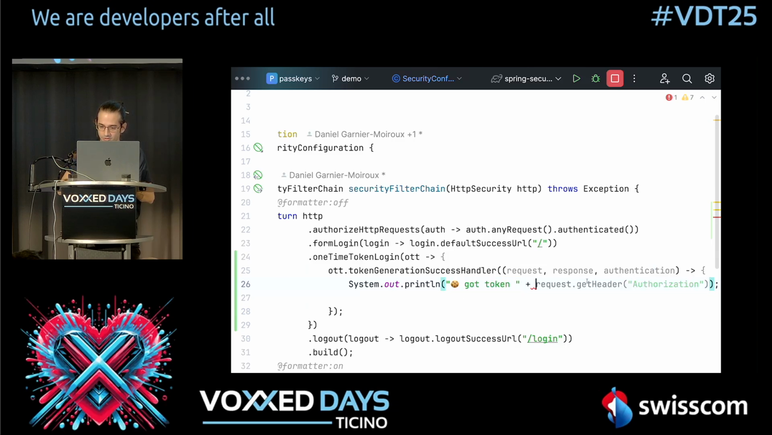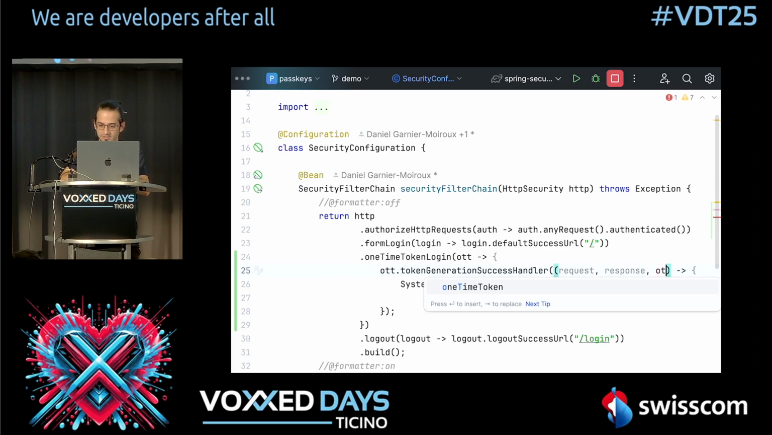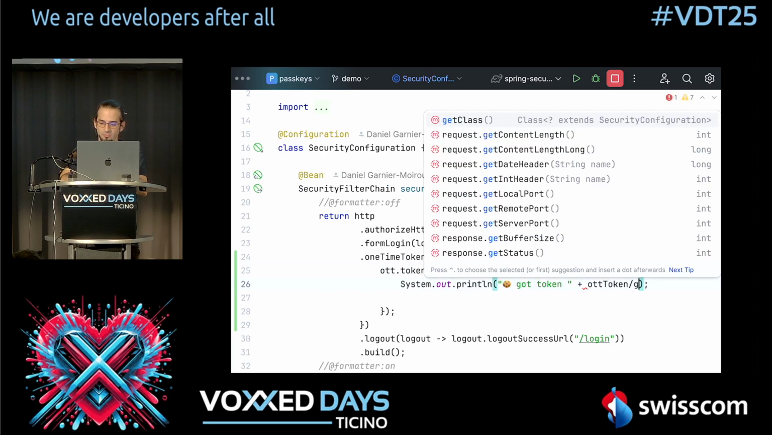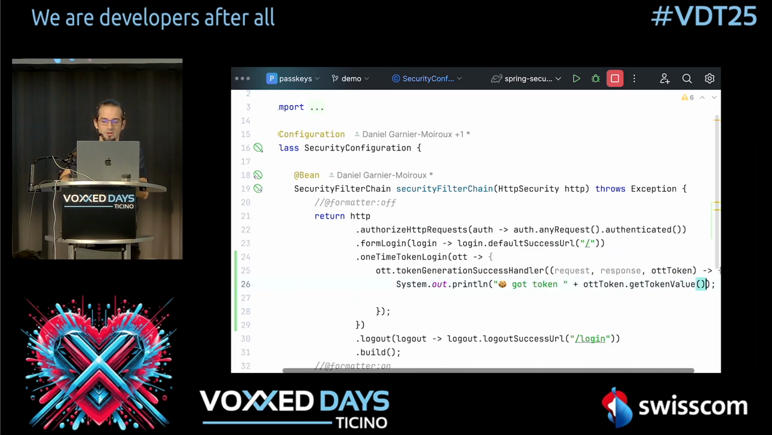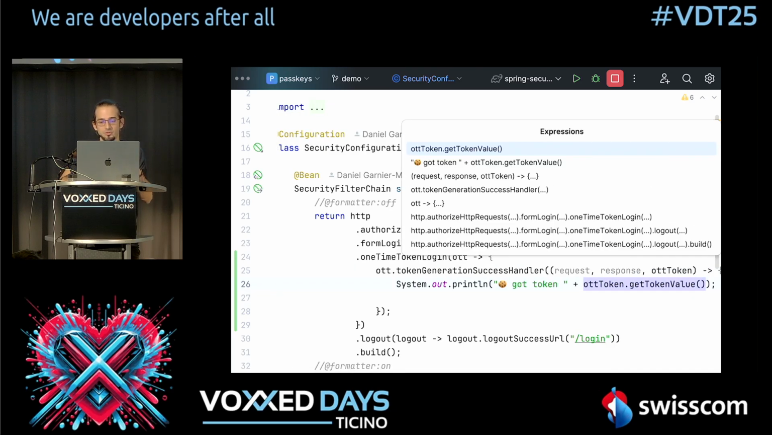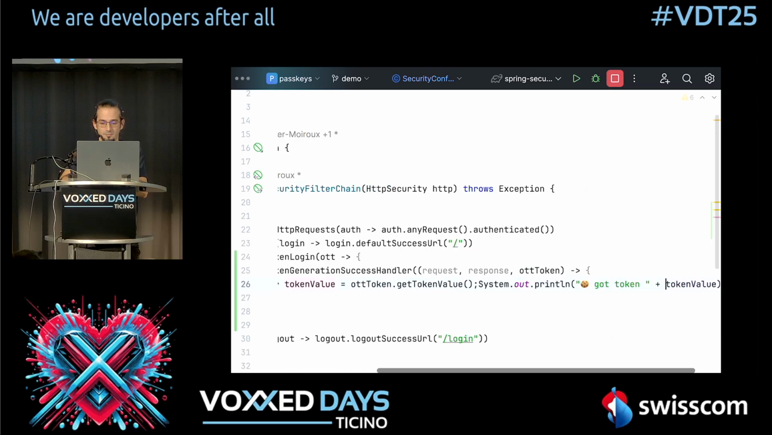This is wrong, Monsieur IntelliJ. This is an OTT token. So OTT token, and you get a token value, right? Get token value. There we go. And so you give that to the user, and maybe you do other stuff.